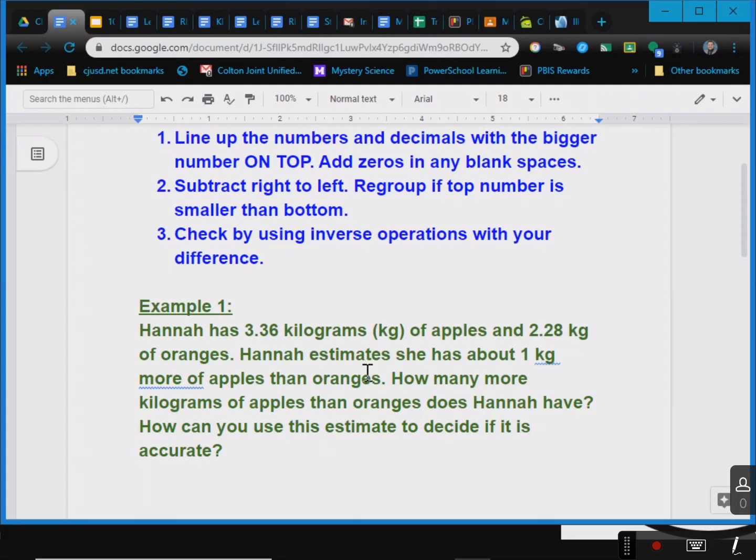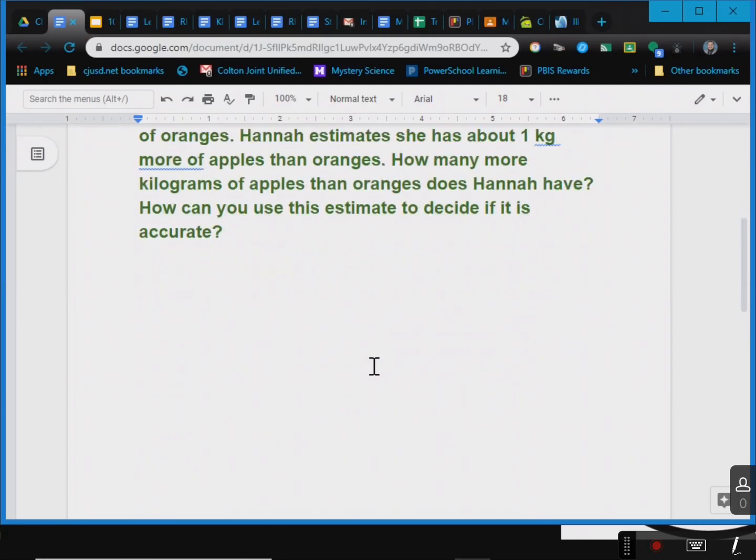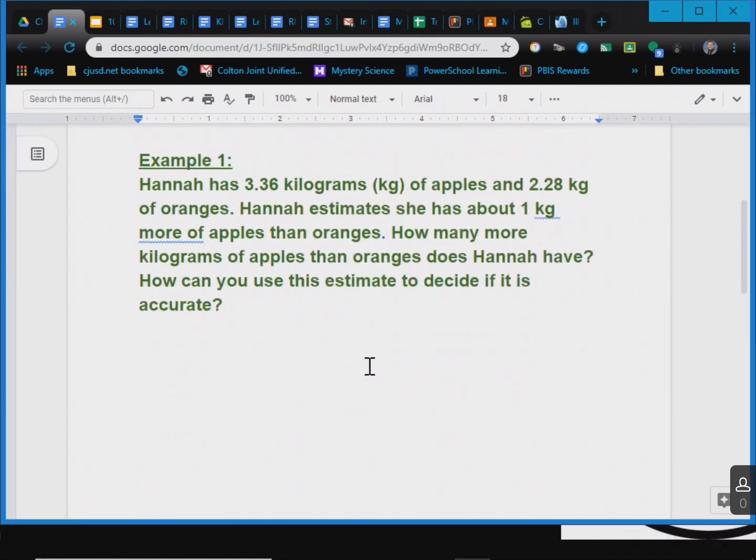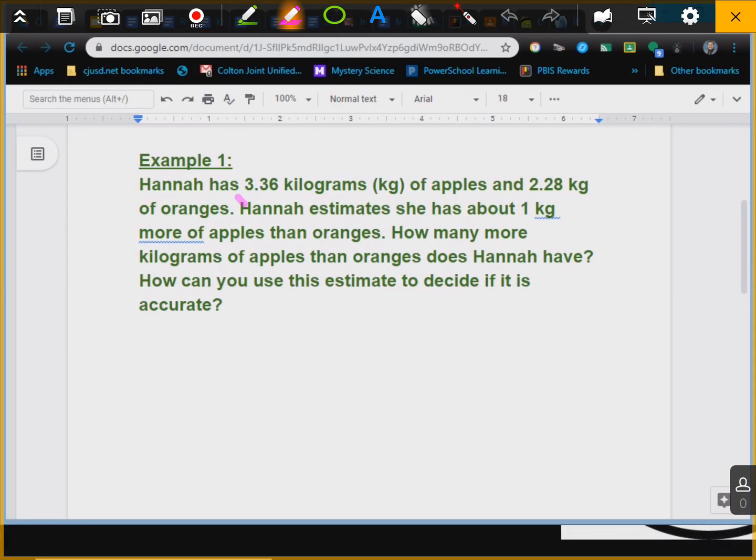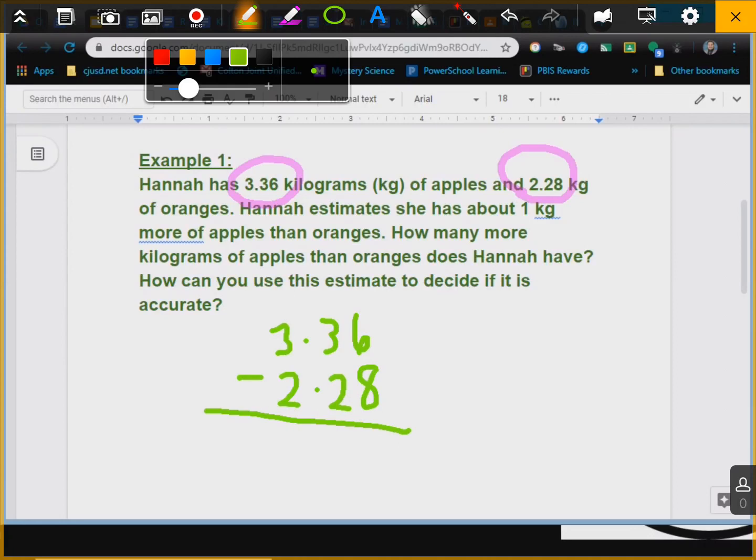Okay, so first step, we need to line up the decimals and numbers with the bigger number on top. So let's do that right now. Looking at this, I see we have 3.36 and 2.28. So I'm going to write 3.36 minus 2.28, and I have the bigger number on top. Now I need to subtract right to left, and I need to regroup if the number on top is smaller than the number on bottom.